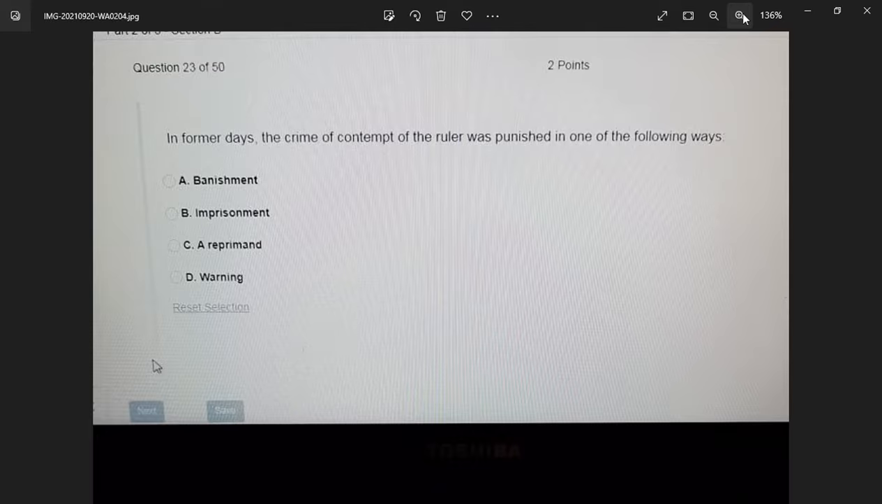In former days, the crime of contempt of the ruler was punished in one of the following ways. My answer is A, which is found on page 154, which is banishment. The only word that is there in the study guide is banishment. The others, which are imprisonment, reprimand, warning and all that, are not there. They just wrote other things other than the three that I mentioned from B to D. So the correct answer here is option A, banishment. I found it on page 154.